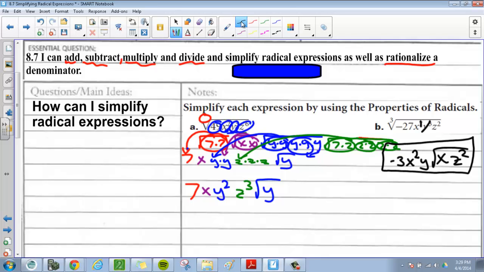So that's how you can simplify radical expressions. It takes a little practice, but I think with a little hard work, you should have no problems doing this type of thing.